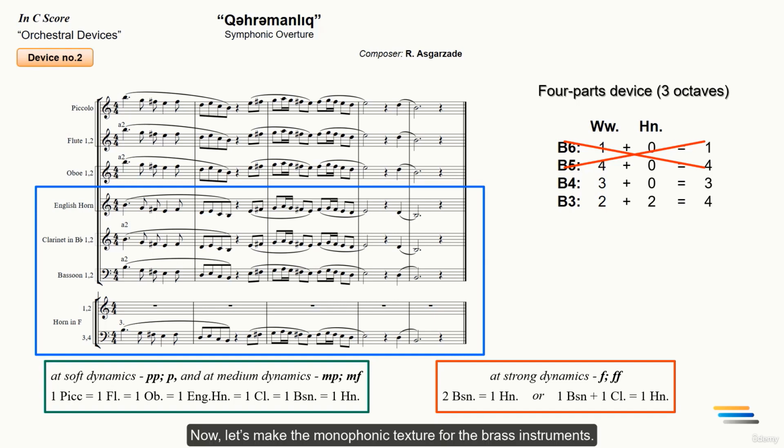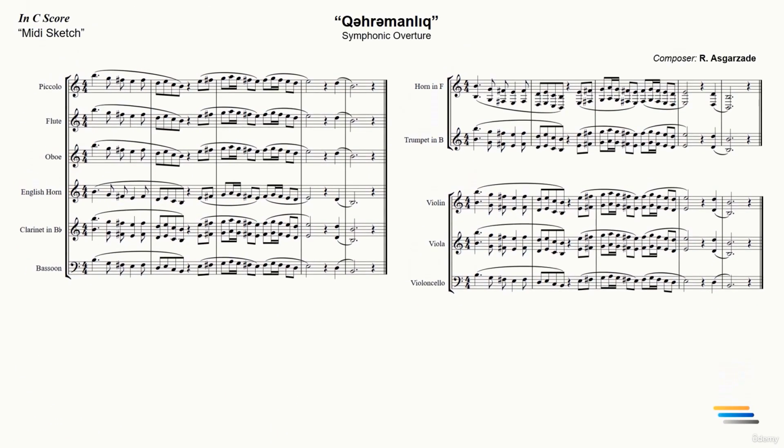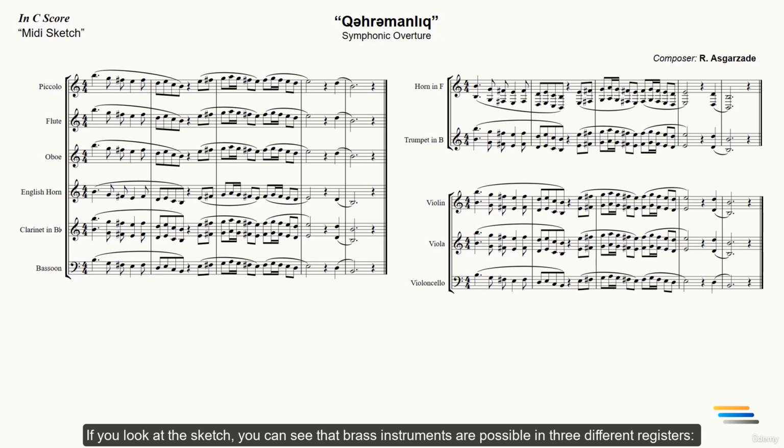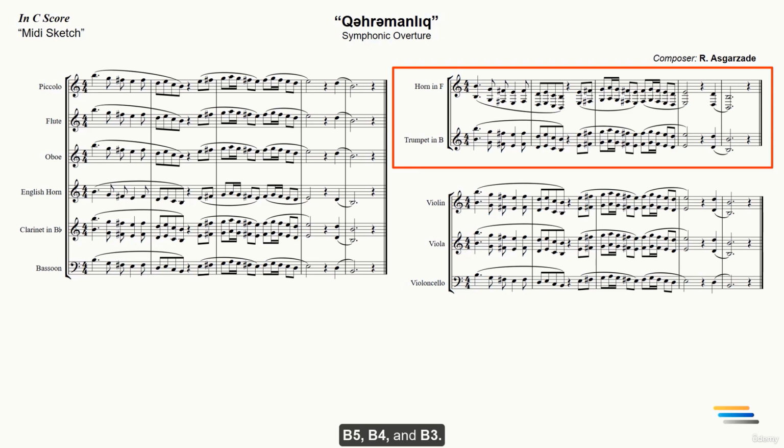Now, let's make the monophonic texture for the brass instruments. If you look at the sketch, you can see that brass instruments are possible in 3 different registers: B5, B4, and B3. Let's arrange the brass according to these registers.